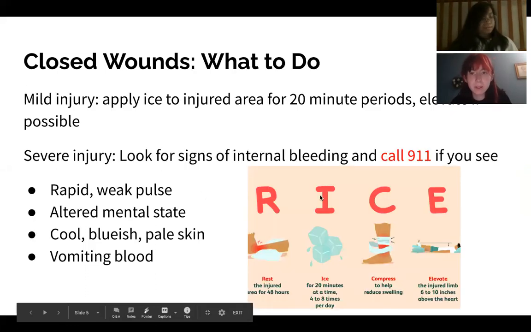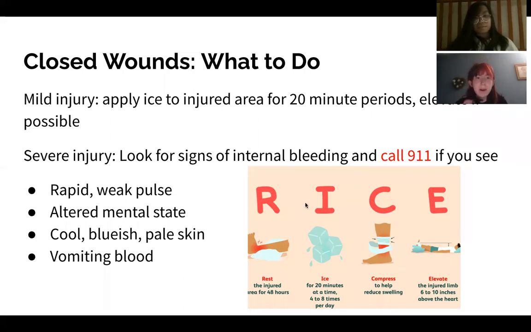For a more mild closed wound, like a bruise, one thing you can do is apply ice to the injured area. Do it in 20-minute periods, but if the person can't handle that, then 10-minute periods also work. You can elevate the injury if you can, but if it causes more pain, then that might not be best because you might make the injury worse. There's an acronym, RICE, that's an easy way to remember: rest, ice, compress, and elevate. So if you want to know what to do, you can just remember RICE.